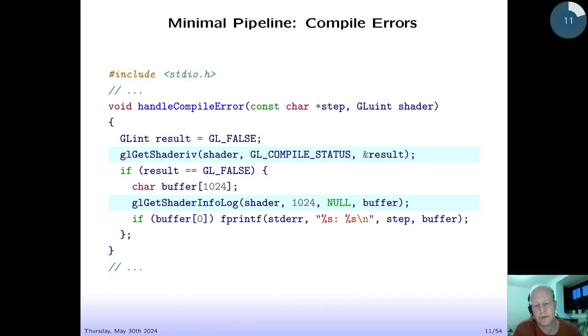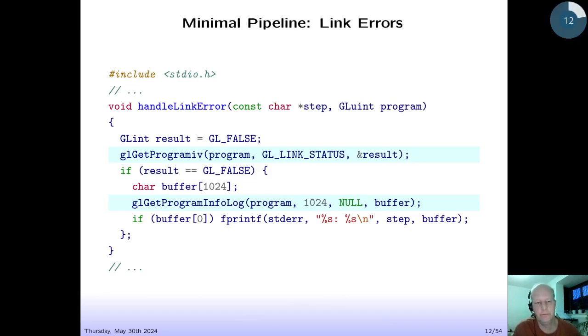Error handling is very useful for finding out if there's something wrong with your shaders, so it's really important to implement this. You basically check the compile status of the shader. If the result is false, you can use glGetShaderInfoLog to get the error message. And linking looks very similar. You check the link status, and again you get the error information if the link status is false.